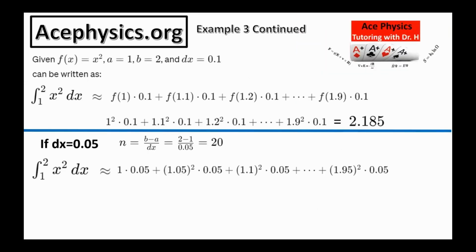Given the function f of x equal to x squared, a is 1, b is 2, and dx is 0.1, the definite integral can be approximated as this sum. This is a sum with 10 terms.